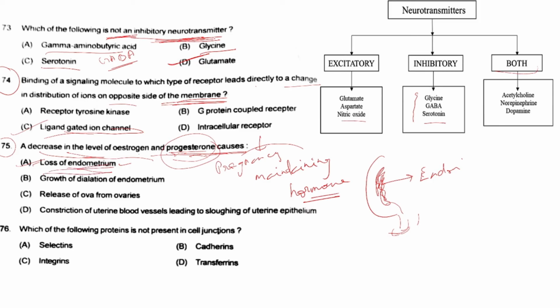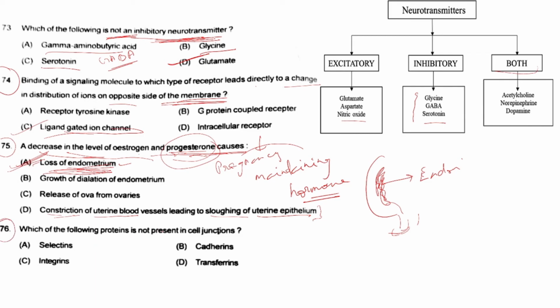But in this question a twist is there, that is option D. If you see, constriction of uterine blood vessels leading to sloughing of uterine epithelium. This answer is also correct because both options have a similar meaning. So both these options are actually correct. But since loss of endometrium is directly written here, I am considering option A to be the right answer. Next, question number 76.